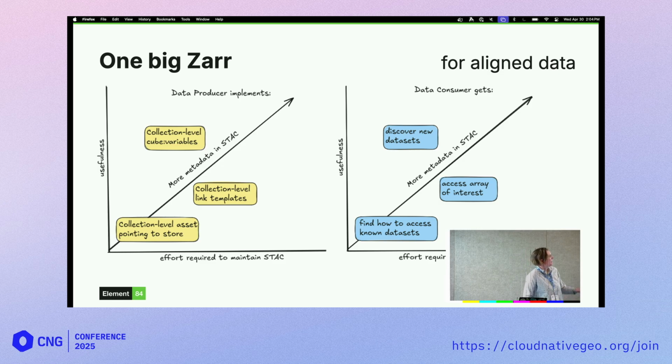And then this is a little more avant-garde maybe. This is the collection level link templates. It's not quite there yet, but the idea is that you would be able to have a link template which would allow you to access a subgroup within a Zarr directly, without having to open the Zarr in the first place.